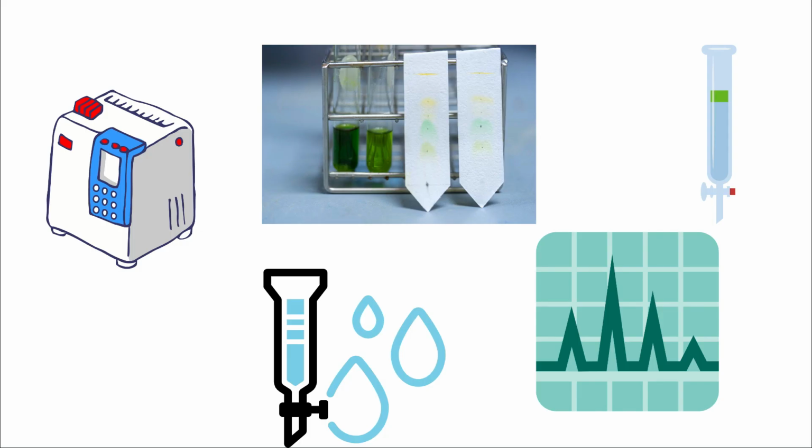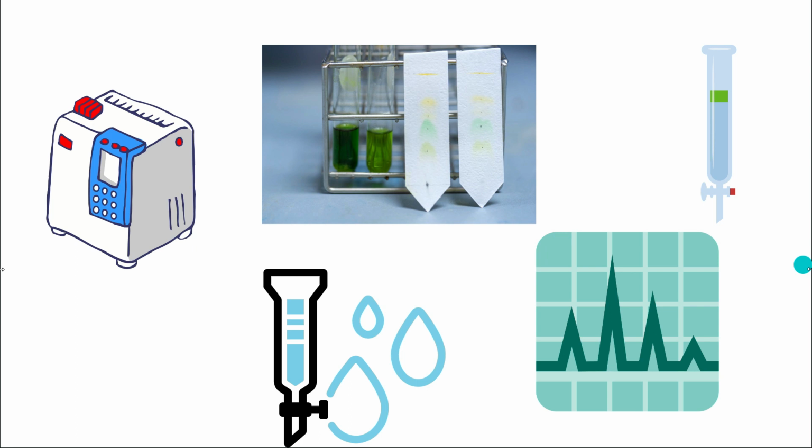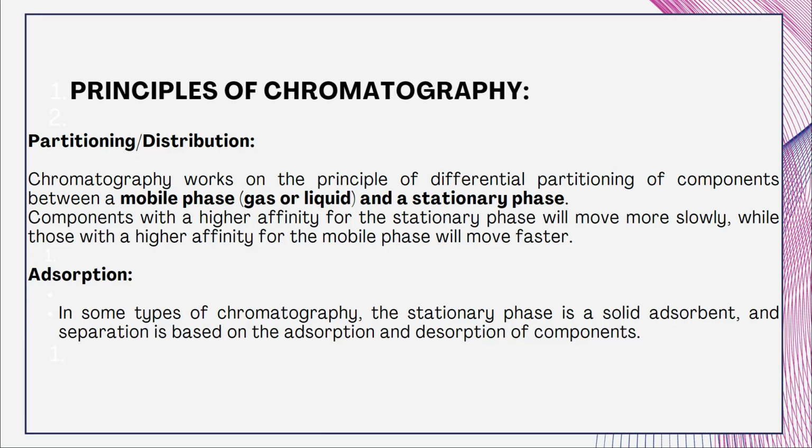There are different types of chromatography. Here you can see gas chromatography, paper chromatography, column chromatography, etc. Every technique has its own advantages as well as disadvantages. But the motive of all the techniques is to separate the mixtures in a given sample. The principle here is basically the separation or distribution between two phases.